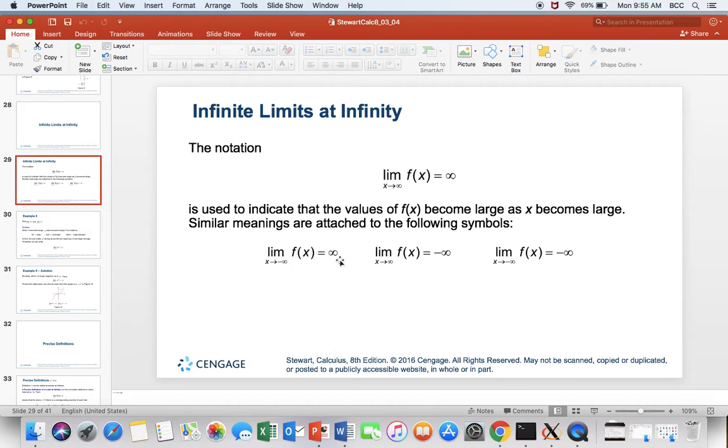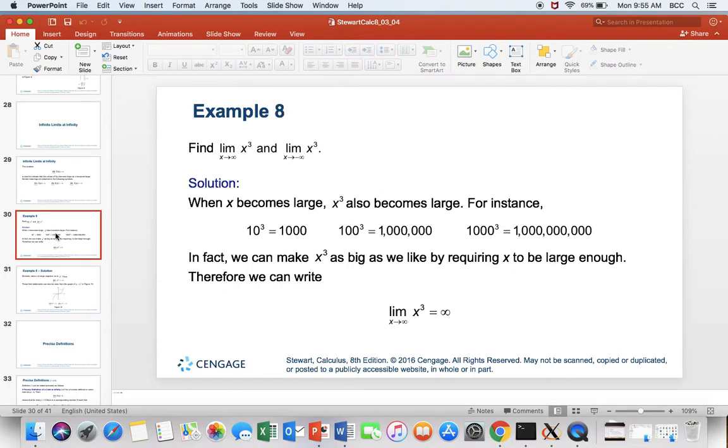Okay, so there are four possibilities here. When x approaches positive infinity, you can hit positive infinity or negative infinity. Likewise, when x approaches negative infinity, you could approach positive infinity or negative infinity. Okay, so these are infinite limits at infinity.